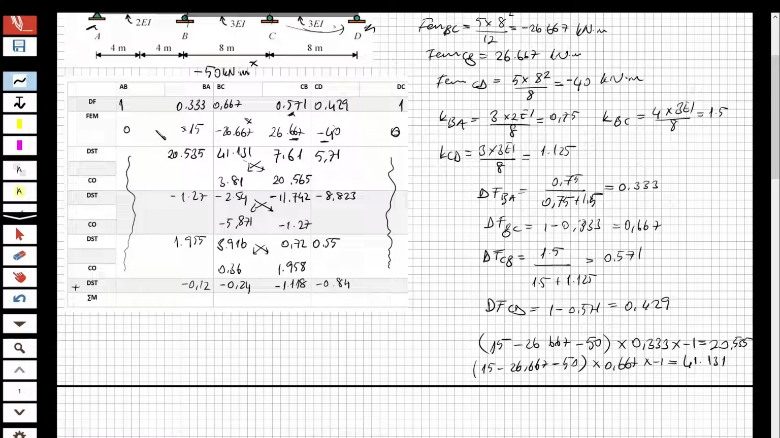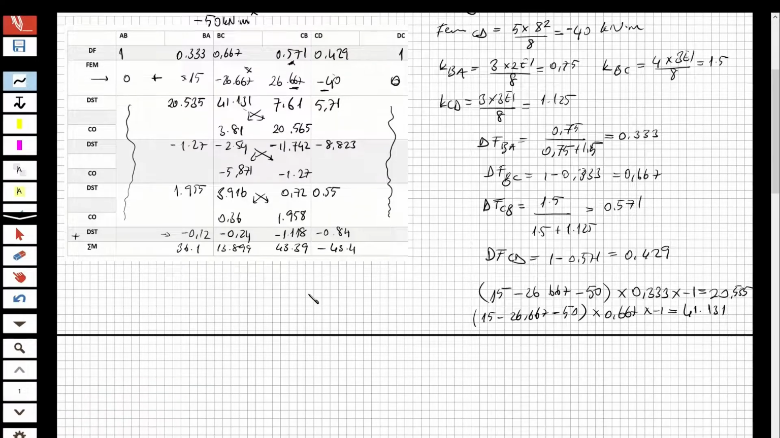Now I'm going to take the summation of the moments from the fixed end moments column until the last distribution or last carryover. Now this one is the last distribution, so I'm going to take the summation of them. 36.1, 13.899, and 43.39, and minus 43.4. Okay, now we got it. So we got our moments.